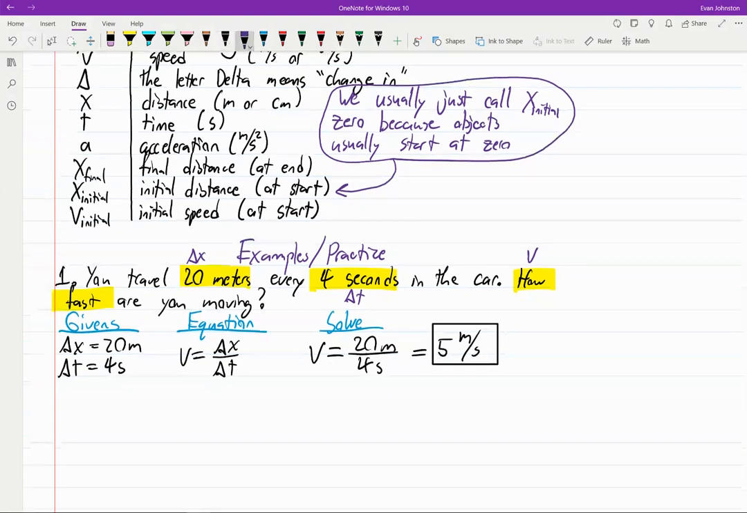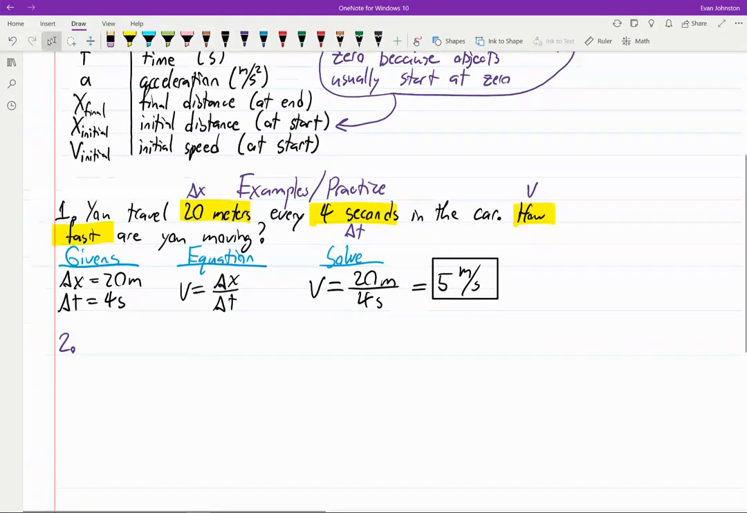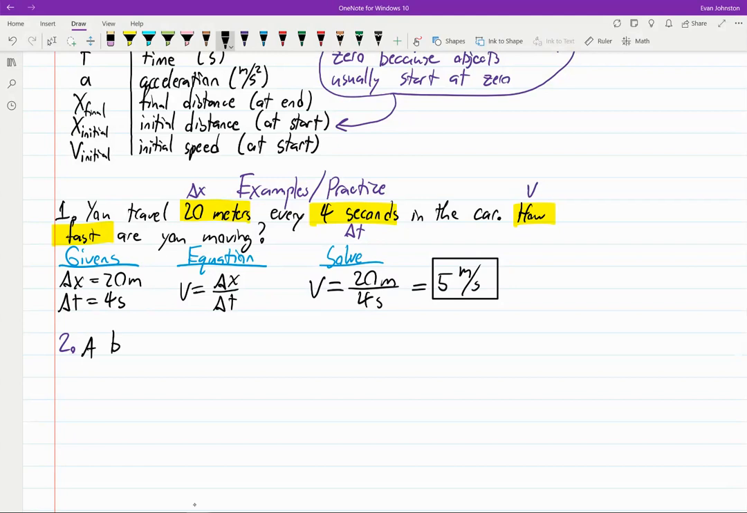Let's look at a second example here. So let's say that we have a bowling ball and it's at rest. A bowling ball at rest accelerates, so it speeds up, accelerates at 6 meters per second squared for 3 seconds.